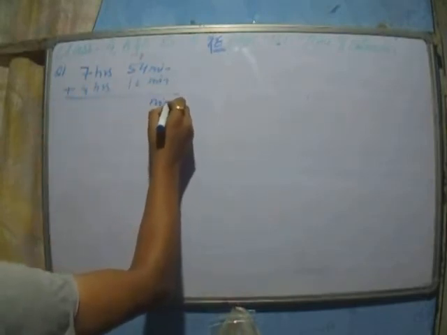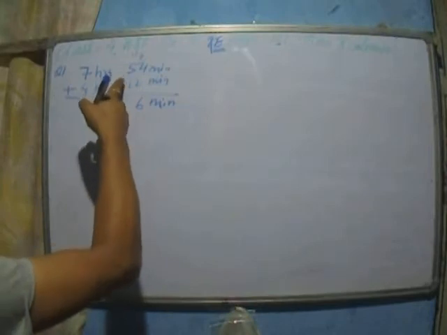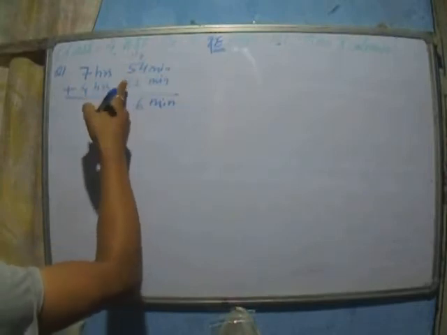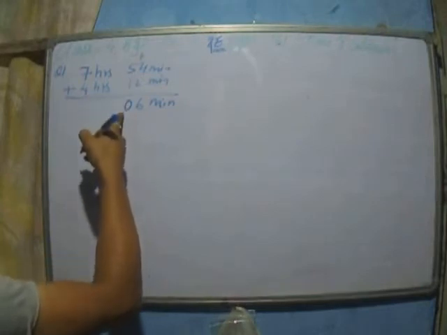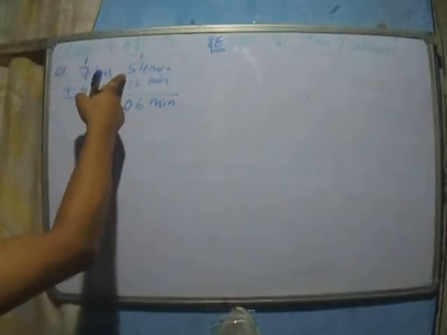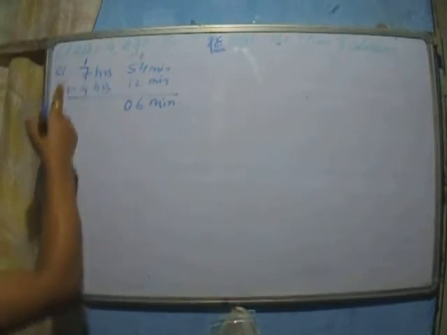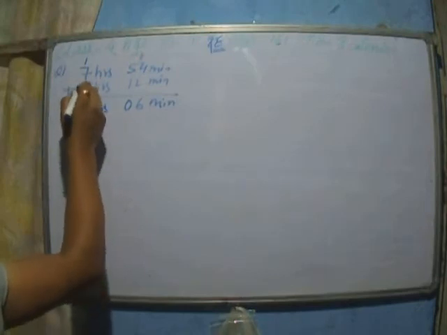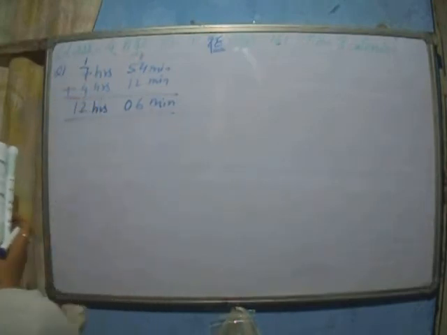Now 4 plus 2 is 6. You got it? Now 5 plus 1 is 6, which is 60, so here 0 will remain and 1 will carry over, because 60 minutes means 1 hour. That's why it is 0. Now 1 carries over to the hours. So 7 plus 4 is 11, plus 1 is 12. So here there are 12 hours 6 minutes.